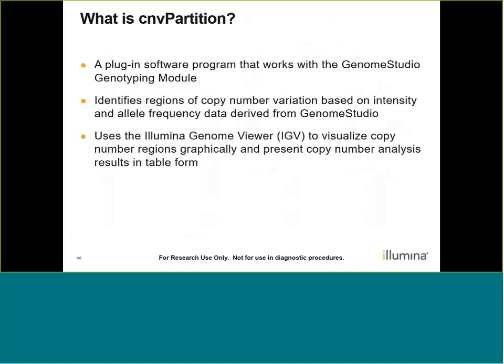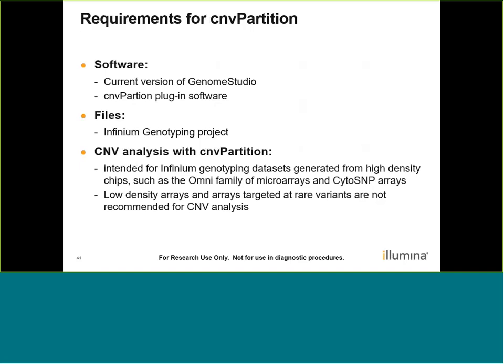So what is CNVPartition? It's a plug-in software program that works with Genome Studio. It identifies regions of copy number variation, again, based on that R intensity and B-Allele frequency. And it uses the Illumina genome viewer, some representations of which we saw, to visualize copy number graphically, and then we'll also do that in table form. The requirements are to have the Genome Studio software and the CNVPartition plugin.